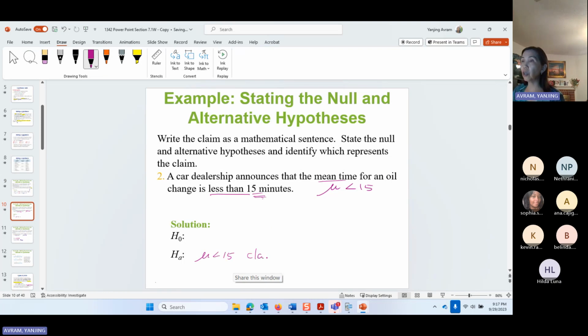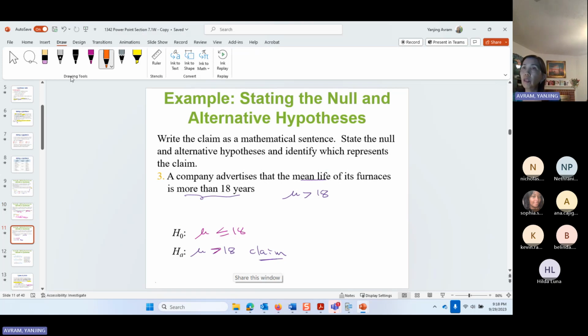And this is also called a claim, or sometimes the claim is also the statement from the question, because the question told me the mean time for the oil change is less than 15 minutes. So this is directly from the question. That's the statement or the claim in here. And my alternative one will be mu greater than or equal to 15, because this is the complement. So we always write down whatever the question tells us, and then we write the other one.